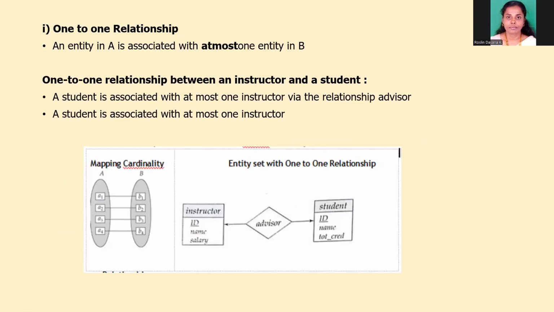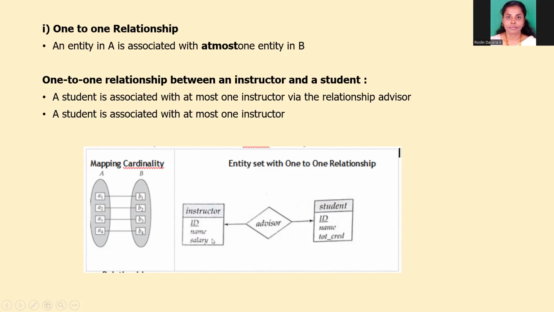First is one-to-one relationship. An entity, also called an object, in A is associated with at most one entity in B. One-to-one relationship between an instructor and a student. Example, a student is associated with at most one instructor via the relationship advisor. So in this diagram, it is given pictorially.